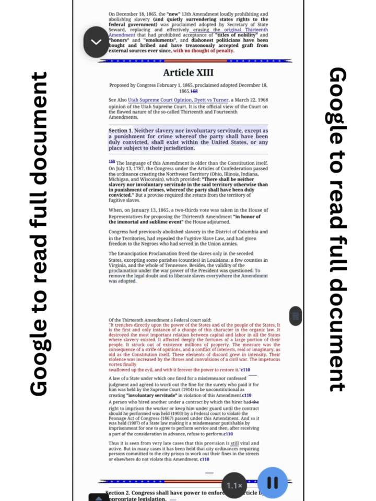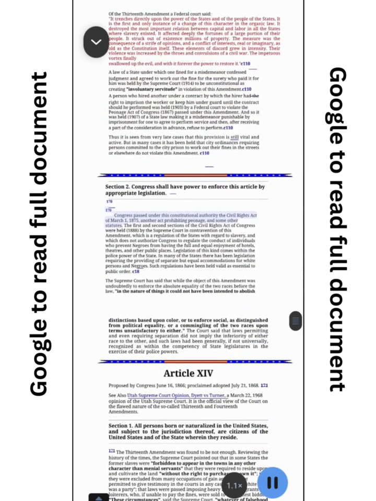Article 13, Section 1. Neither slavery nor involuntary servitude, except as a punishment for crime whereof the party shall have been duly convicted, shall exist within the United States, or any place subject to their jurisdiction. 170. Congress passed under this constitutional authority the Civil Rights Act of March 1, 1875, another act prohibiting peonage, and some other statutes.